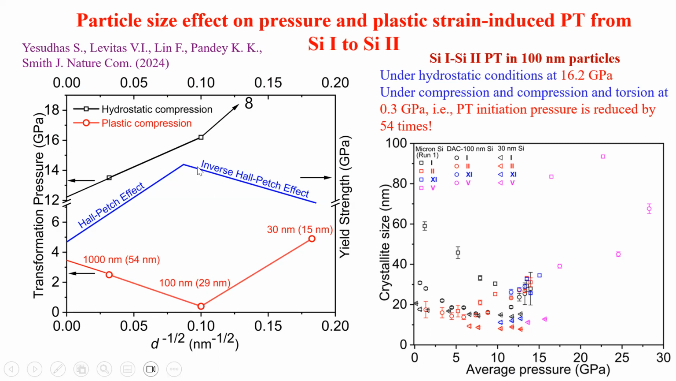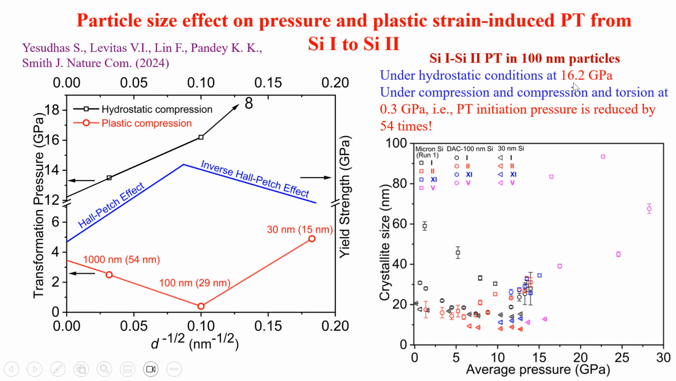And in the region of the reverse Hall-Petch effect, when yield strength reduces, we predicted that the phase transition pressure should increase, and indeed for 30 nanometer particles, it's already 4.9 GPa. So this is a very strong confirmation of the dislocation pileup based mechanism and the first correlation between grain size dependence of yield strength and minimum pressure for phase transition. And this is very unexpected because under hydrostatic conditions, phase transition pressure grows with reducing grain size.